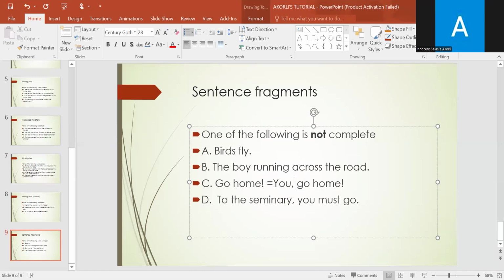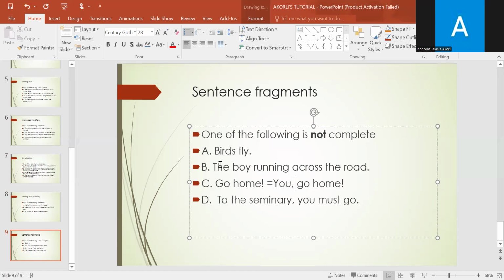Then look at D. To the seminary, you must go. This is also complete because it is just inversion. They inverted it. What I mean is, you can reconstruct this by putting the second part of the sentence at the front. You must go to the seminary. Somebody can say, to the seminary, you must go. It's correct because we have a subject and verb there. Subject is you, and then a verb must go with some complements.